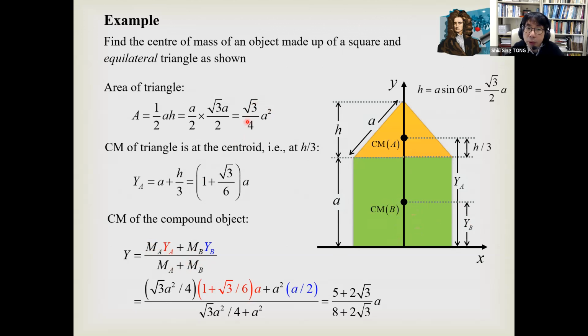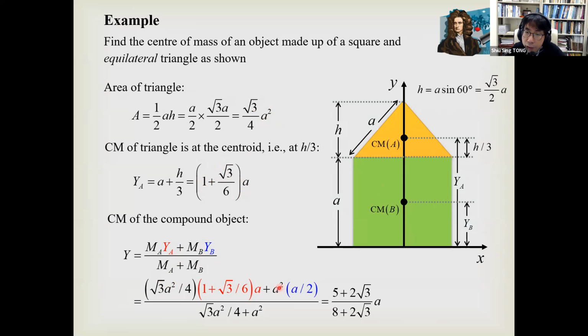M_A is proportional to the area of the triangle. You can multiply by density, but the density will eventually cancel in the numerator and the denominator, so that doesn't matter. You can take the density to be 1. Okay. The area of the triangle is this, and the height of the center of mass, as we calculated, is this.